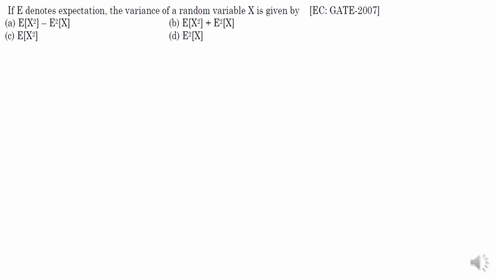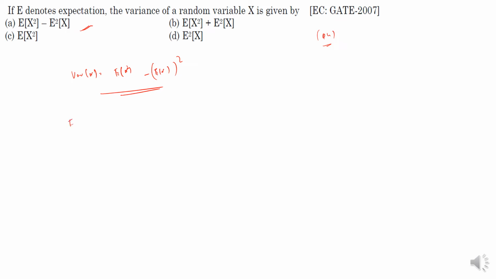This is question number 4 of the 10 questions which we are solving. Now, what is the question? If E denotes expectation, the variance of a random variable x is given by. See, first of all, the answer to this question, variance of x is given as E of x square minus E of x whole square. The answer to this question is option A.